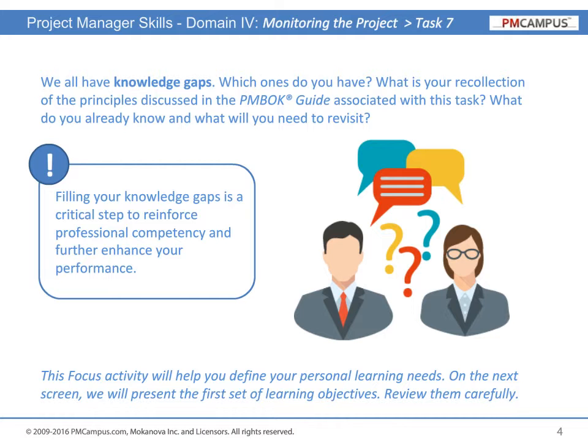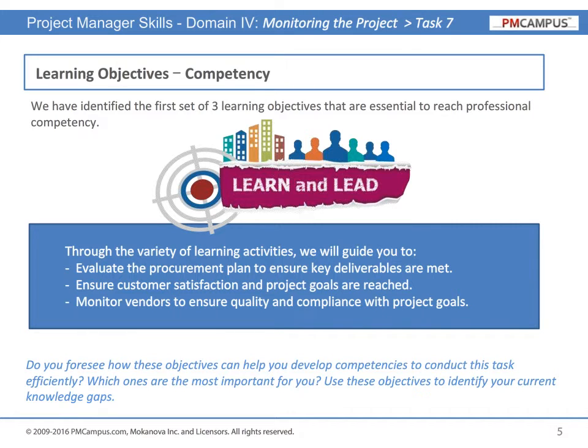On the next screen, we will present the first set of learning objectives. Review them carefully. Learning objectives. Competency. We have identified the first set of 3 learning objectives that are essential to reach professional competency. Through the variety of learning activities, we will guide you to evaluate the procurement plan to ensure key deliverables are met, ensure customer satisfaction and project goals are reached, and monitor vendors to ensure quality and compliance with project goals.